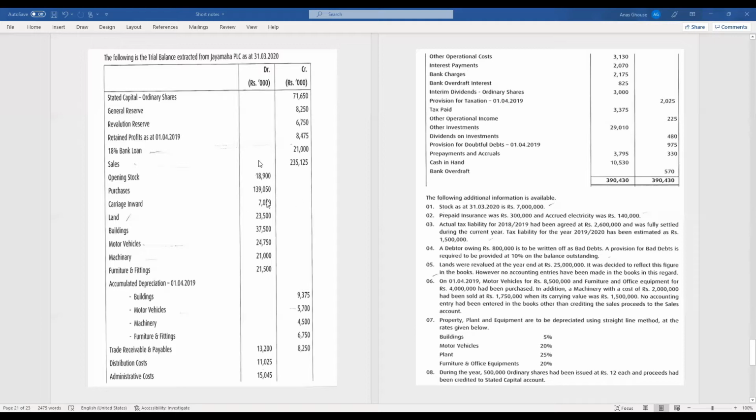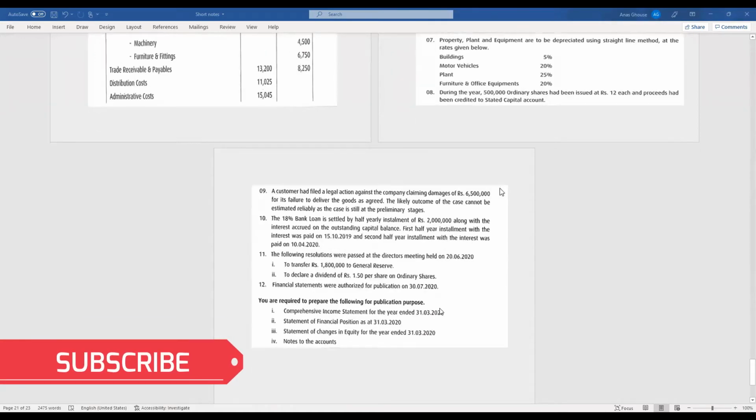So what is required by the examiner? You are given a set of information, you are given the trial balance, and some additional information is also given. Then I go straight to the examiner's requirement. You are required to prepare the following for publication purposes: the comprehensive income statement for the year ended 31st March 2020, the statement of financial position as at 31st March 2020, the statement of changes in equity for the year ended 31st March 2020, then notes to the financial statements.